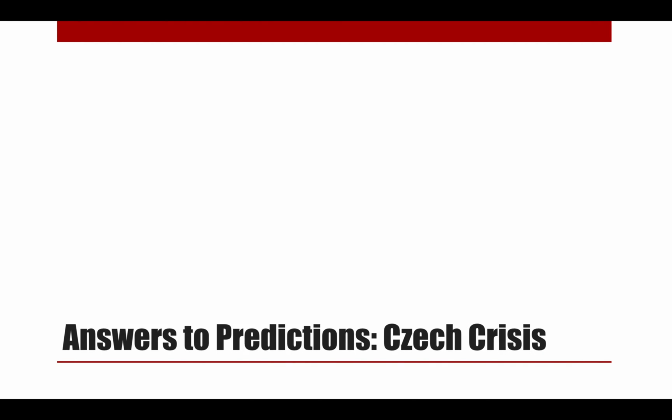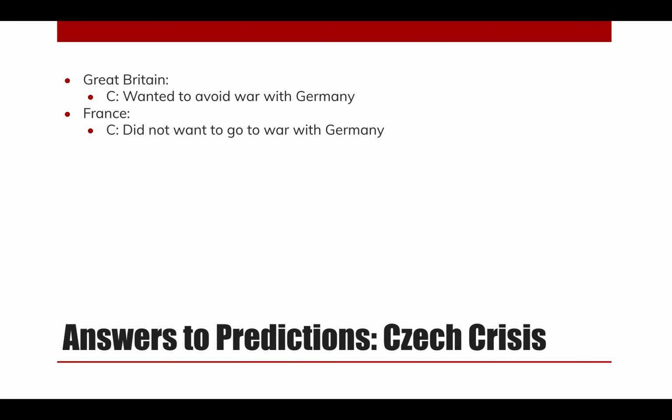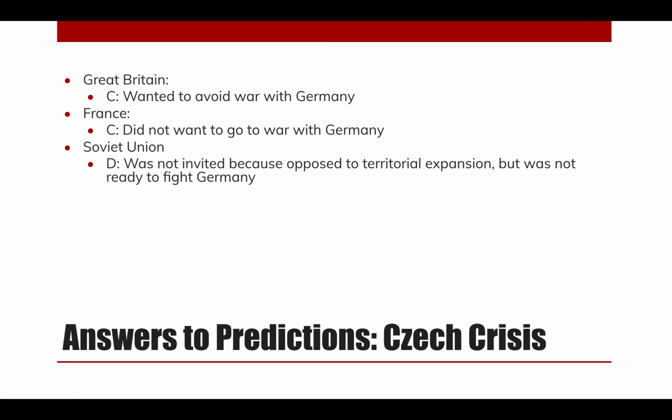All right, here are the answers to that question. So Great Britain, the right answer was C. They wanted to avoid war with Germany. France, also C. Did not want to go to war with Germany. Soviet Union, D. They're not really invited. They're opposed to territorial expansion, was not ready to fight Germany at this time. The U.S. is B. We're isolationists if you're from the States. We did not want to be involved at all.